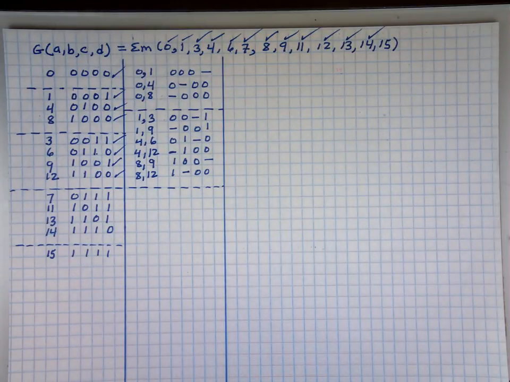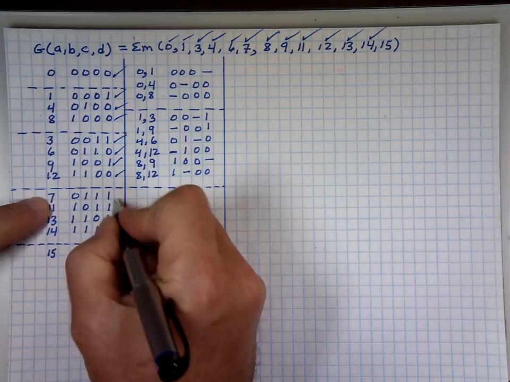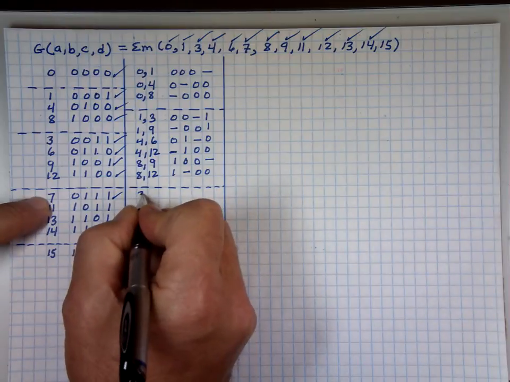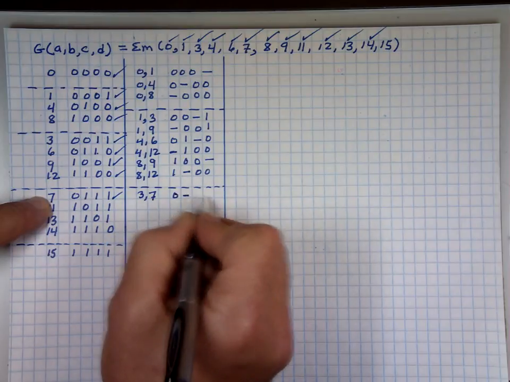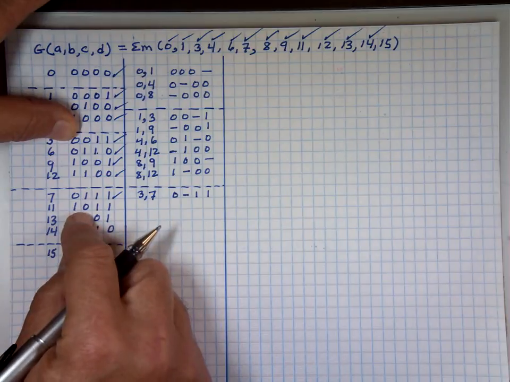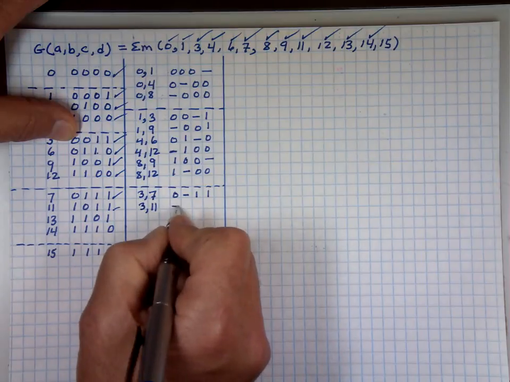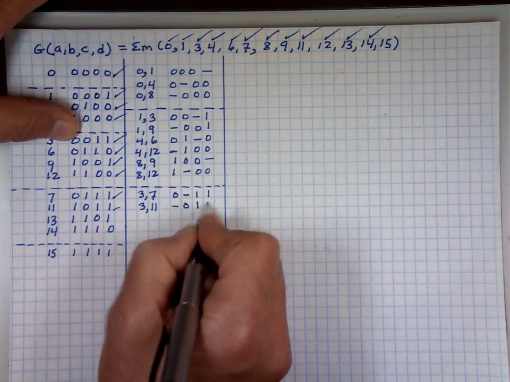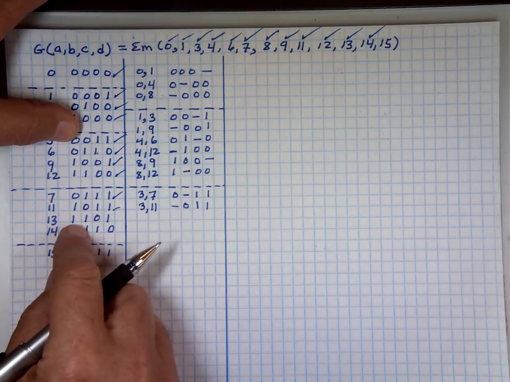Now let's look at this group compared to this. We begin with 3 and 7. Yes. Can you see 3 and 7? Check mark next to 7. 3, dash, 7. 0, dash, 1, 1. 3 and 11. Yes. Dash 0, 1, 1. 3 and 13. No. 3 and 14.